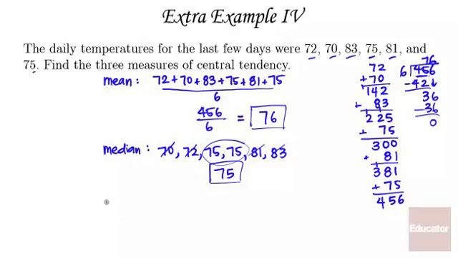The last one, the mode. Okay, the keyword here is most. So what number, from all the 6 numbers in our data, do we see the most? And that number would be 75. So it's the number that occurs the most. And that is 75. Okay, and that is it for this lesson.